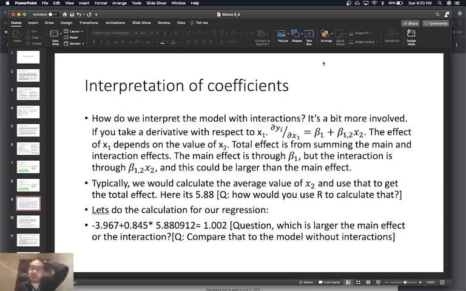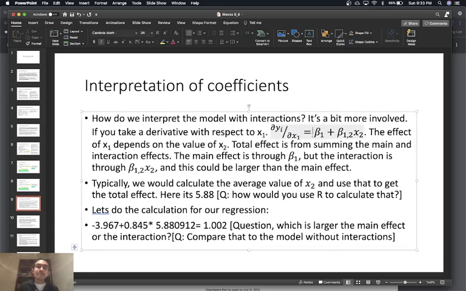So, the interpretation of the coefficients when an interaction term is involved. Now you take a derivative of y with respect to x1 in this case. And now instead of just b1, you have b1 plus the interaction term, where x1 goes away because you're taking the derivative with respect to x1. But now you have x2 remaining. So the effect of x1 depends on the value of x2.